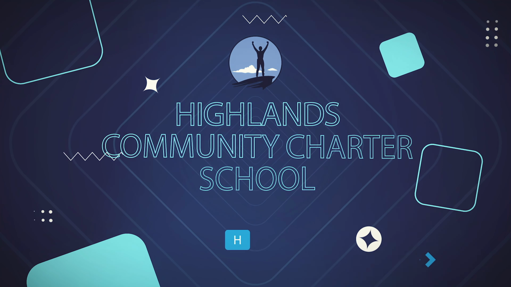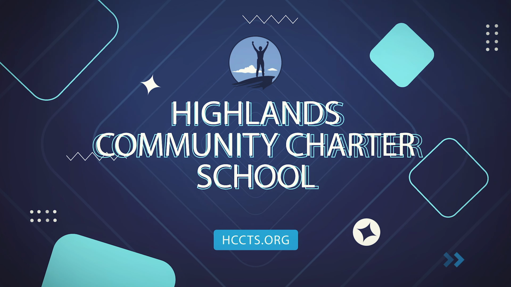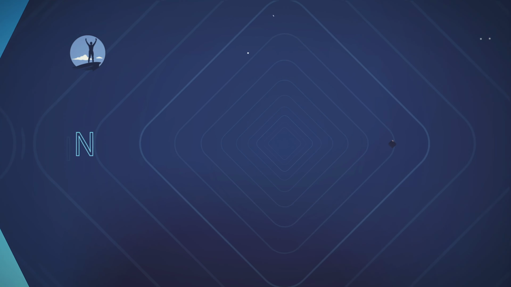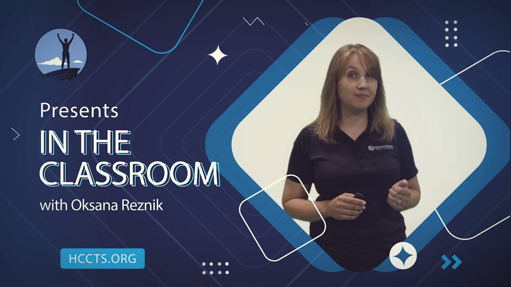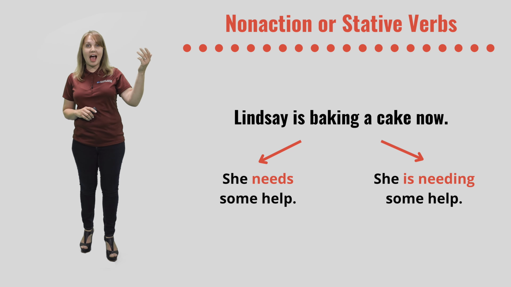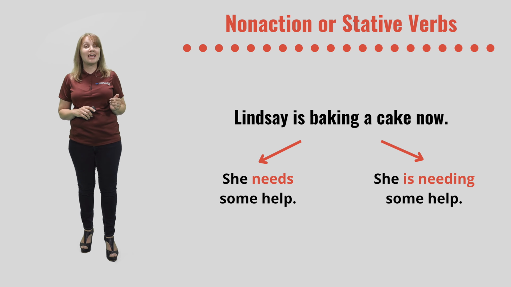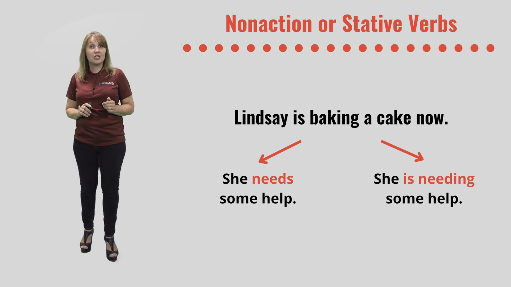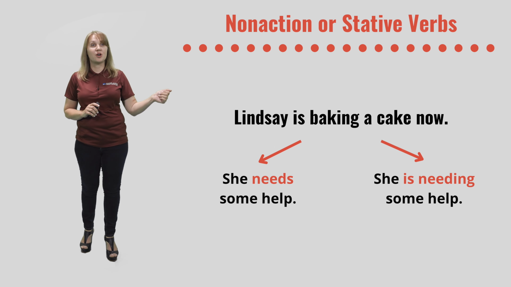In today's video, we are going to discuss the topic of non-action or stative verbs. So let's get started. When we talk about non-action or stative verbs, we talk about verbs that are non-progressive and do not take an inflection -ing. So let's take a look at our example here.